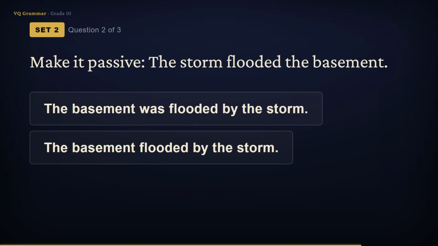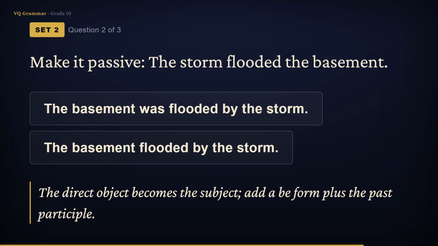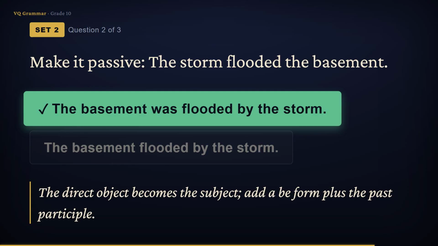Now make this one passive. The storm flooded the basement. The direct object is the basement, so the basement moves up and becomes the subject. Add a form of be, was, and the past participle, flooded. Then send the storm to the back in a by phrase. The answer is, the basement was flooded by the storm. And notice, the second choice is broken because it left out the word was.